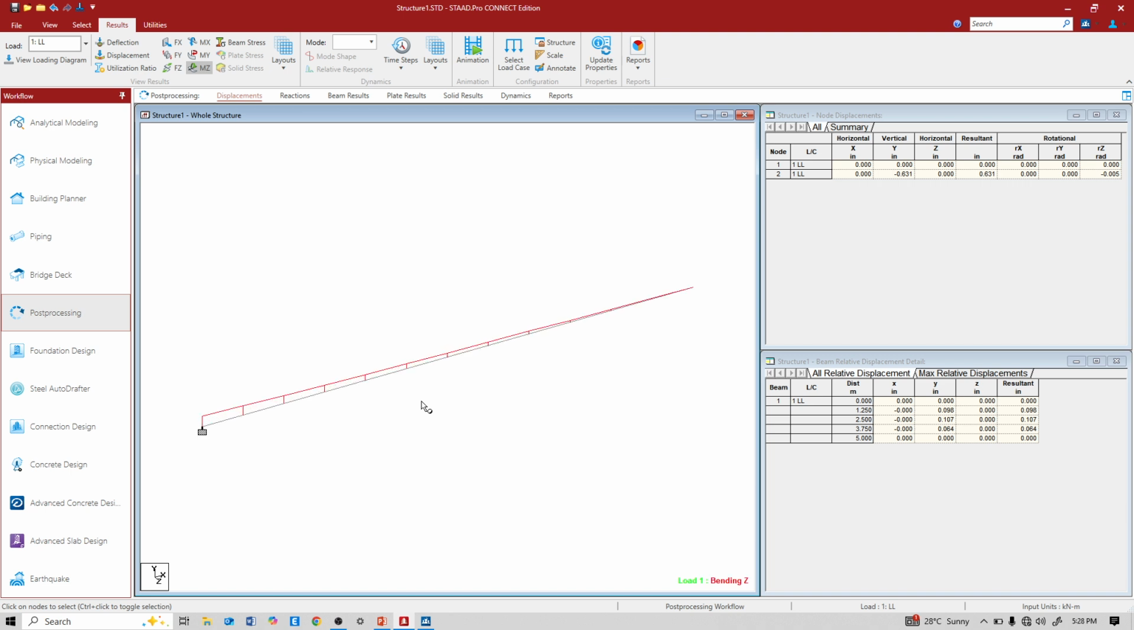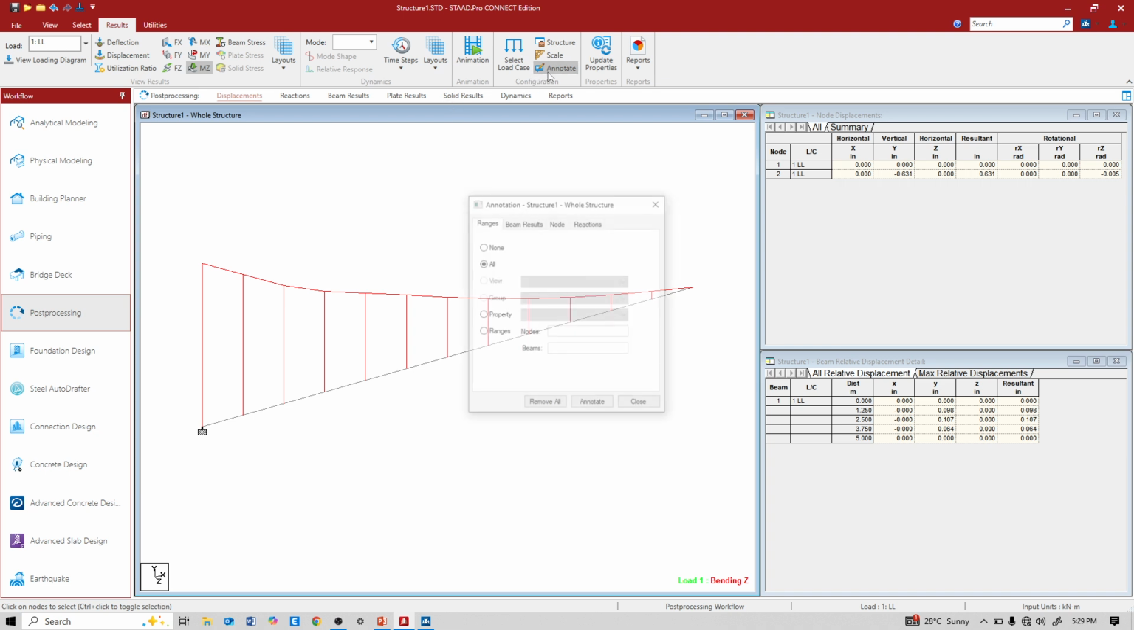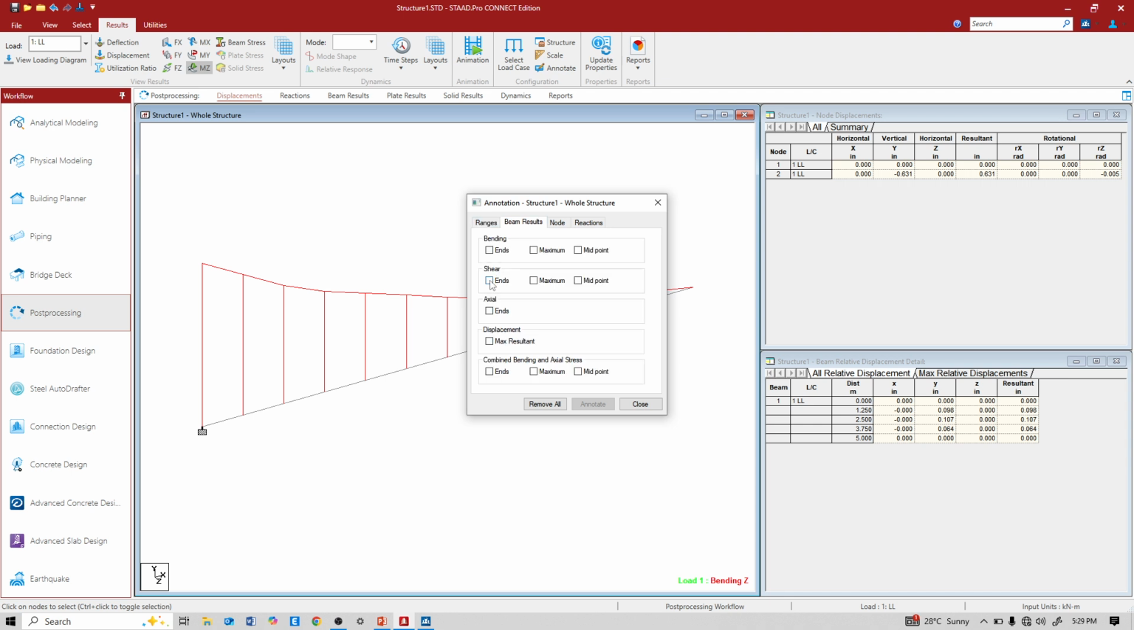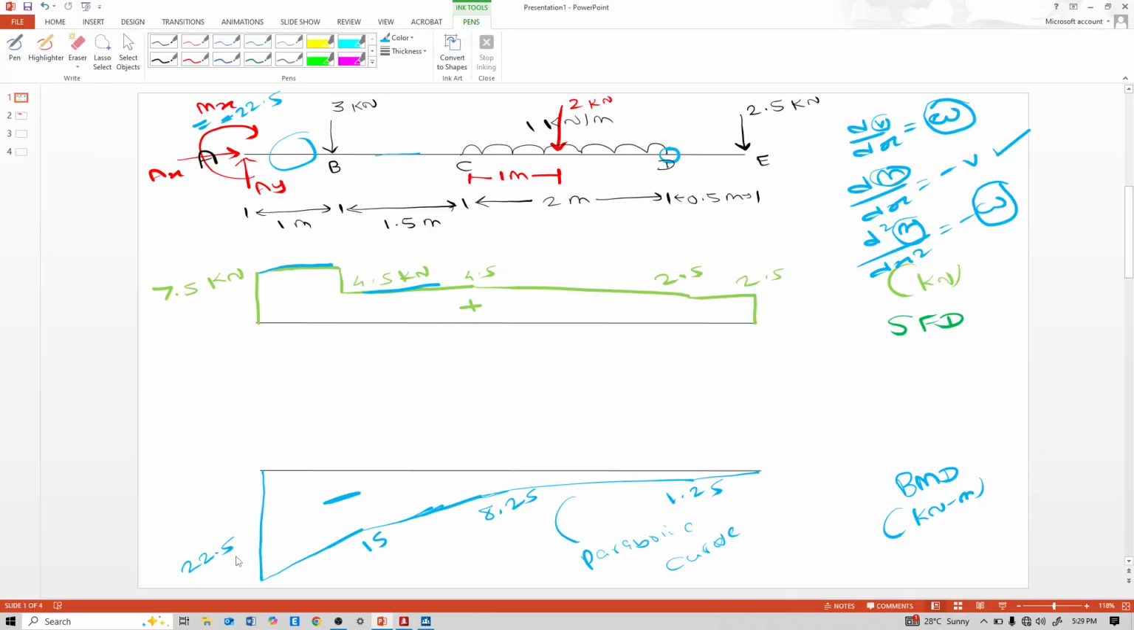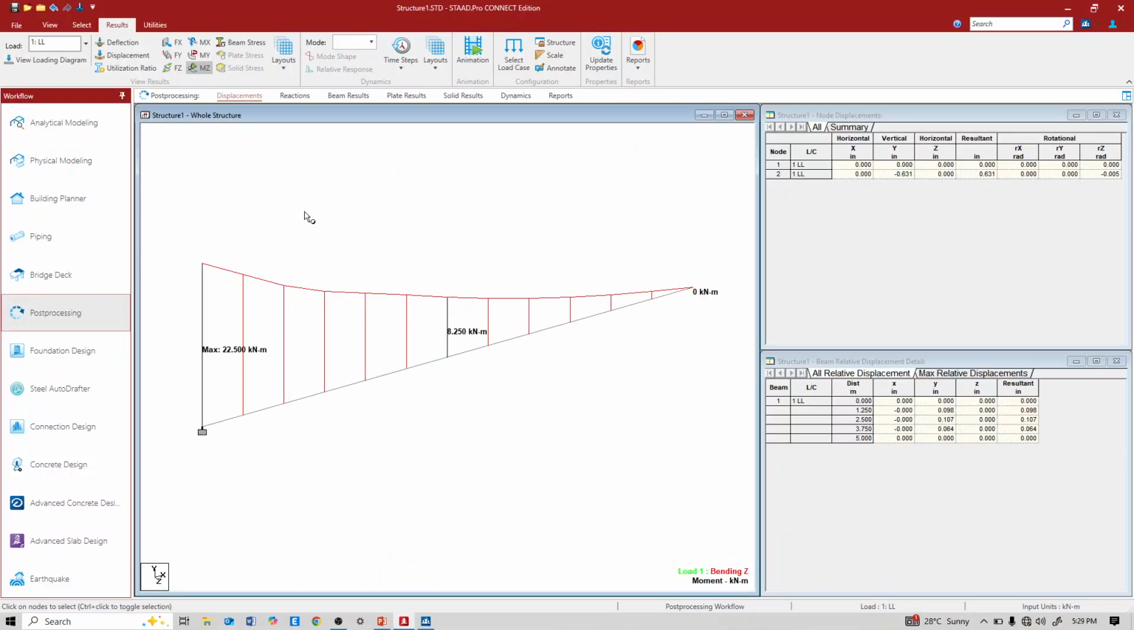Now see how STAAD shows bending moment and sign convention. Hogging bending moment shows positive. Let's see the values: 22.5, 22.5 is correct, 8.25, 8.25 correct, 0.